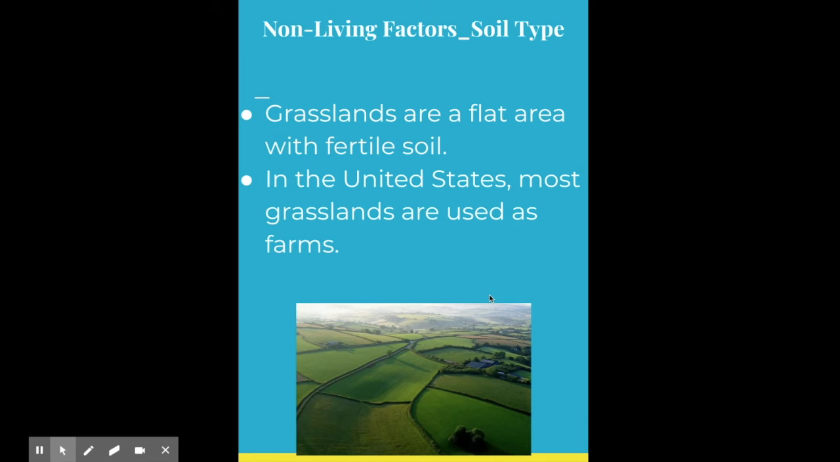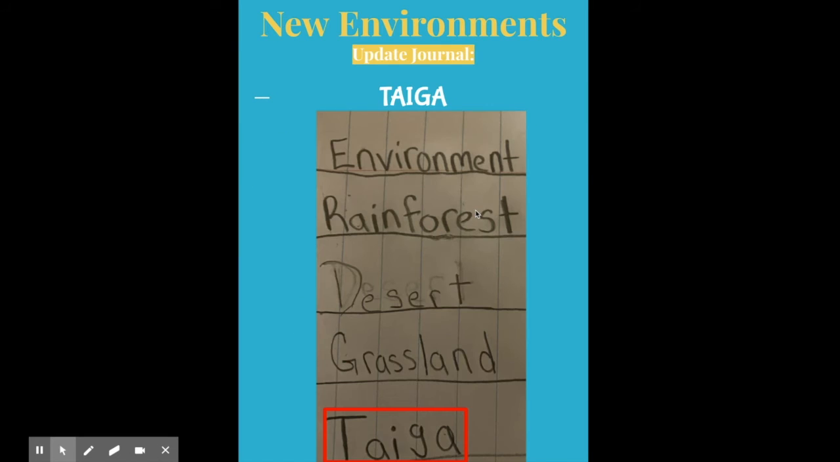Now that we have updated our grassland column, let's go look into our second type of environment, which is called a taiga. I'm going to give you guys 1 minute to update your environment column right below grassland and add taiga.